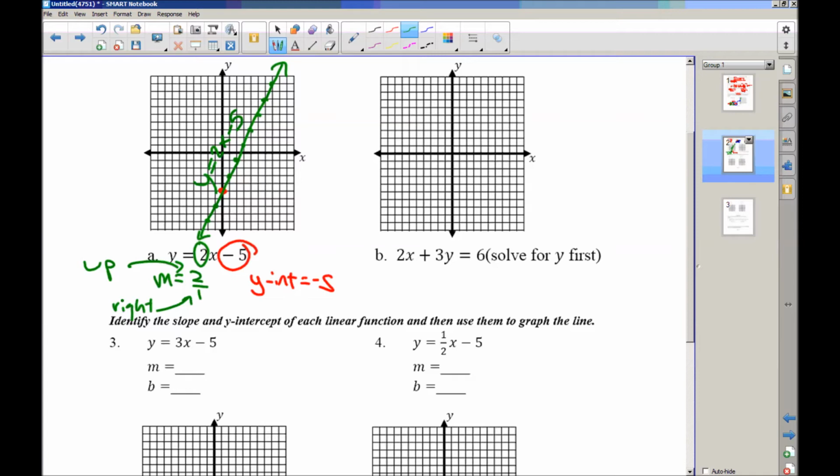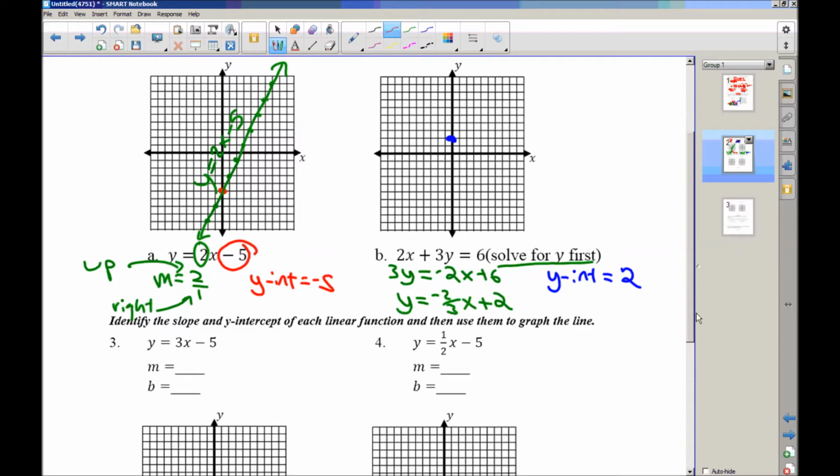Okay. Part B gives you a hint. Solve for y first. That way you can know the slope and the y-intercept. So in other words, get y as a function of x. So the first thing I'm going to do is subtract 2x from both sides. So I'll get -2x plus 6. And then I'll divide by 3 on both sides, which gives me -2/3 x, and then plus 2. So that means that our y-intercept, our starting place, is positive 2. So I go to 2 on the y-axis and I put my first point.